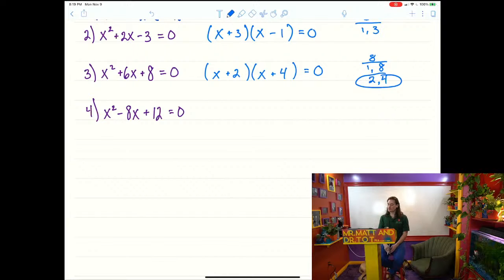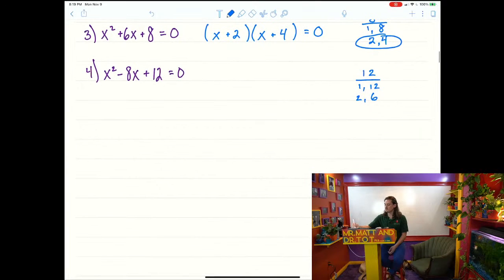Number 4, we have x squared minus 8x plus 12 is equal to 0. So we're looking for two factors of 12 that add together to get negative 8. We have 1 and 12, 2 and 6, 3 and 4. This is a golden situation where you have consecutive integers as bottom factors. There's no whole number in between 3 and 4, so you know that you have all the factors there.